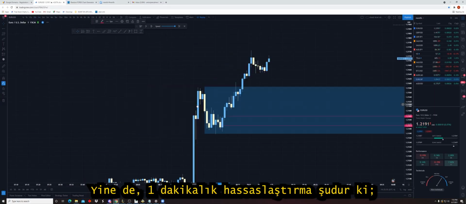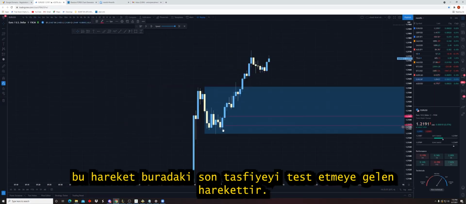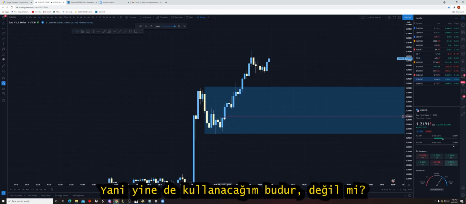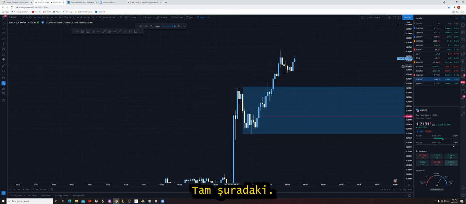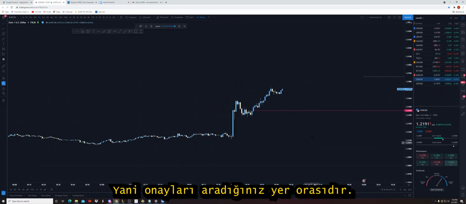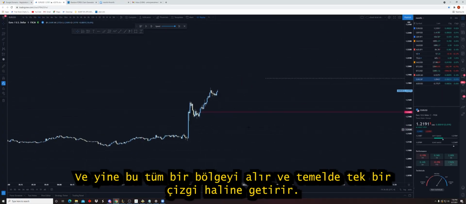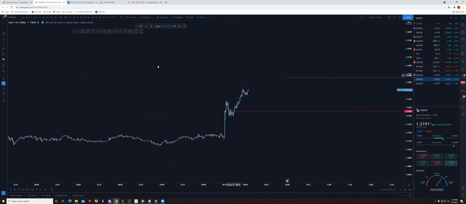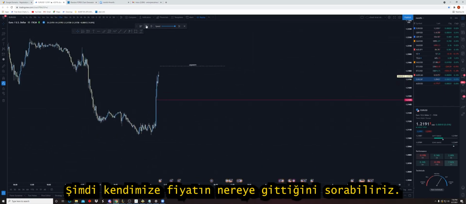Still, the 1-minute refinement is that this move is the one that came to test the last liquidation here. So this is the one I would still use, right? Right here. So that's the one you'd look for confirmations on. And again, that takes an entire zone and basically makes it into one line.